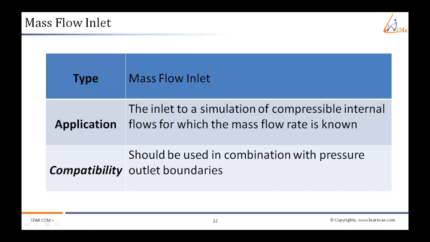A mass flow inlet boundary represents an inlet for which the mass flow rate is known. It is used when giving inlet to a simulation of compressible internal flows for which the mass flow rate is known. It should be used in combination with pressure outlet boundaries.